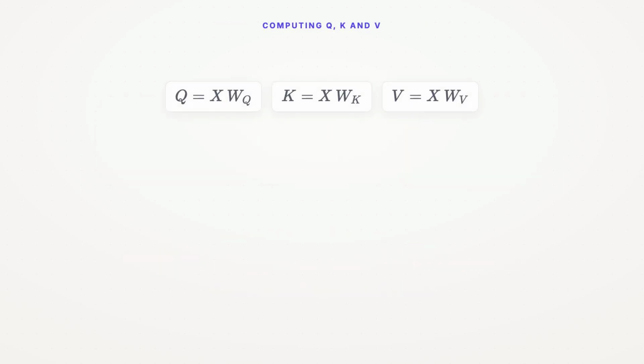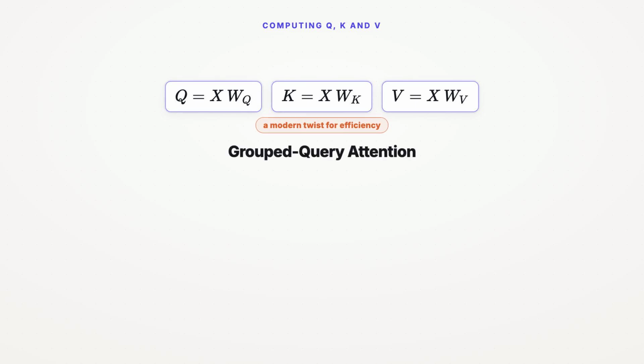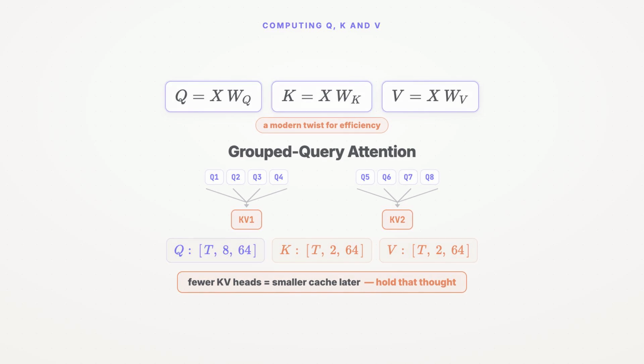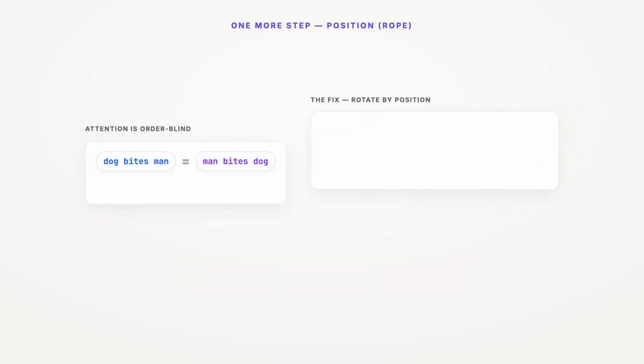Where do query, key, and value come from? Each token's vector is multiplied by 3 learned matrices, WQ, WK, and WV. But there's a modern twist for efficiency. In grouped query attention, we keep many query heads but only a few key and value heads, which several queries share. In our example model, 8 query heads but just 2 key value heads. That single choice is what shrinks the memory cost later. Hold that thought. There's one more step before scoring.